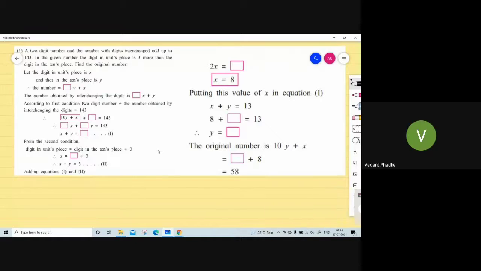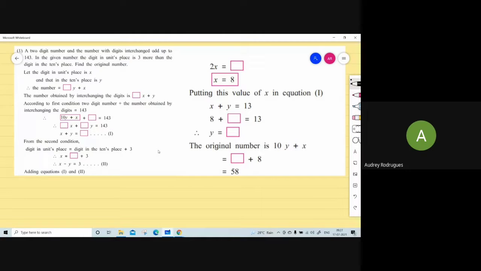Now, if you see the question here: a two-digit number and the number with the digits interchanged add up to 143. In the given number, the digit in units place is 3 more than the digit in the tens place. Find the original number.